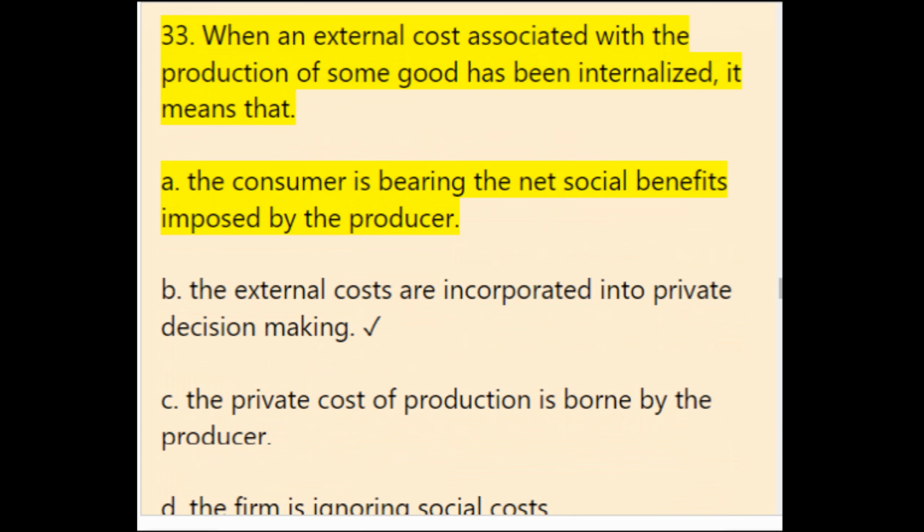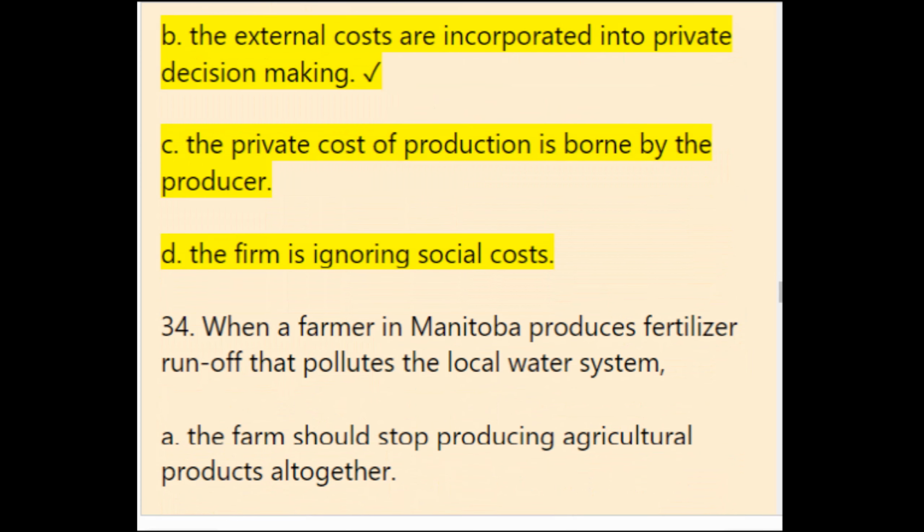33. When an external cost associated with the production of some good has been internalized, it means that A. The consumer is bearing the net social benefits imposed by the producer. B. The external costs are incorporated into private decision-making. C. The private cost of production is borne by the producer. D. The firm is ignoring social costs.